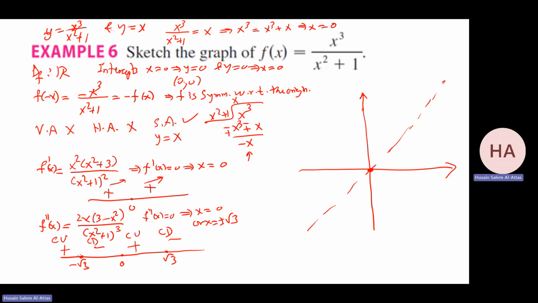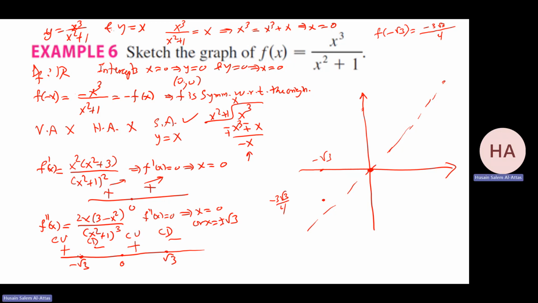Okay. Now what else do I have? Symmetric about the origin. So I graph only one side, the other side will come. Between minus infinity and minus square root of 3, I can check f of minus square root of 3. It will be what? Minus 3 square root of 3 over 4, which is greater than minus square root of 3. So if I have minus square root of 3 here, the value should be somewhere here. That's minus 3 square root of 3 over 4.